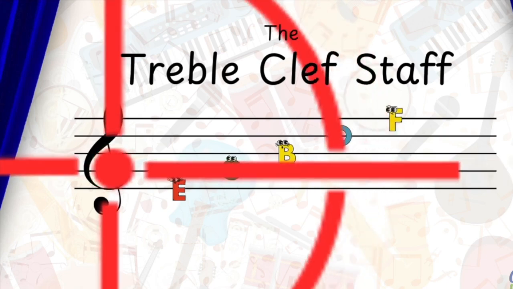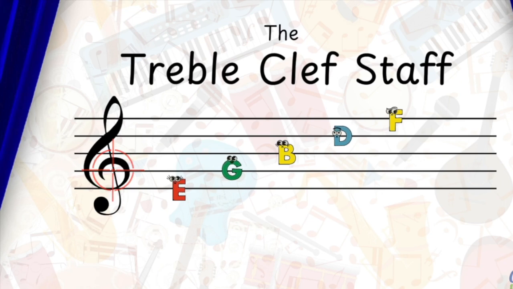Now notice how the treble clef wraps around the second line. This line is G. The treble clef is also called the G clef. This is a quick way to remember where G is on the staff.